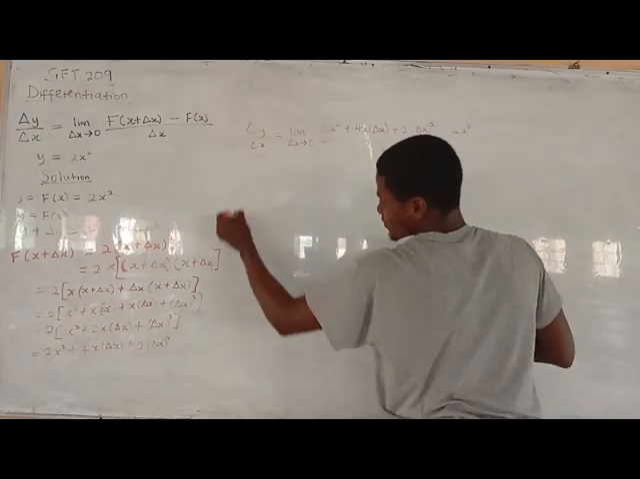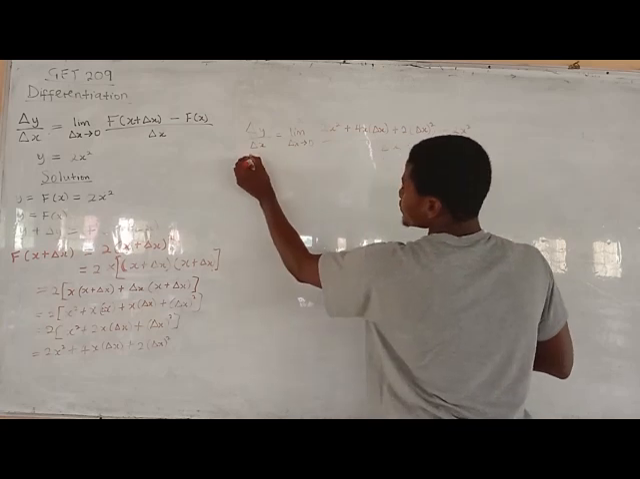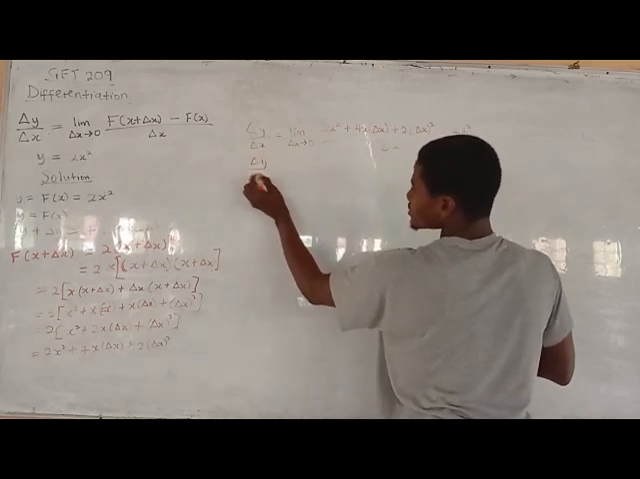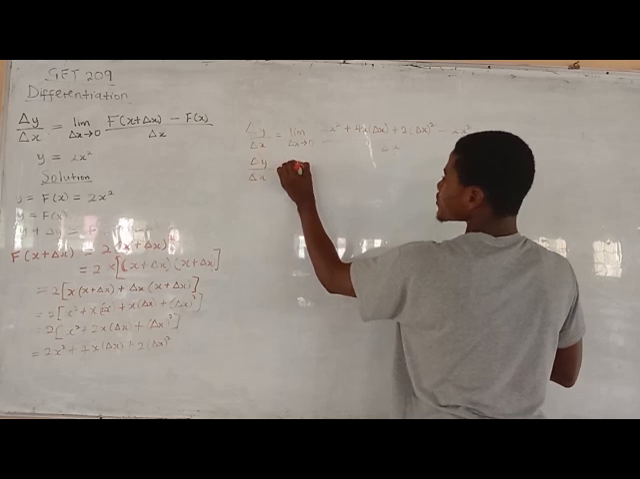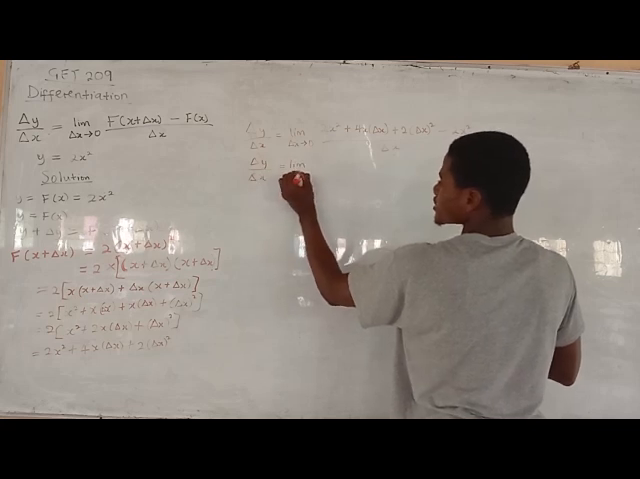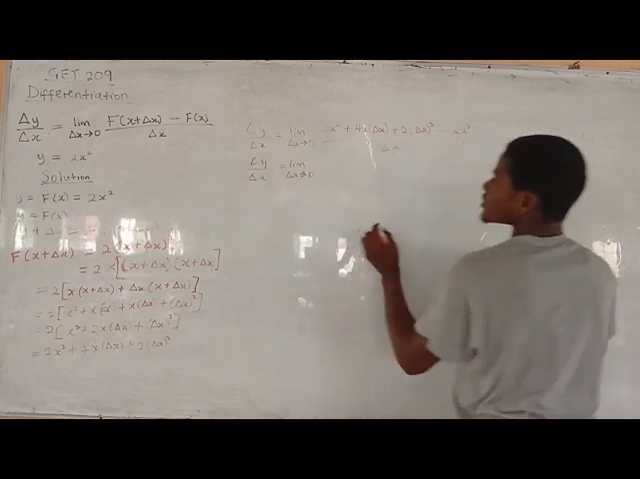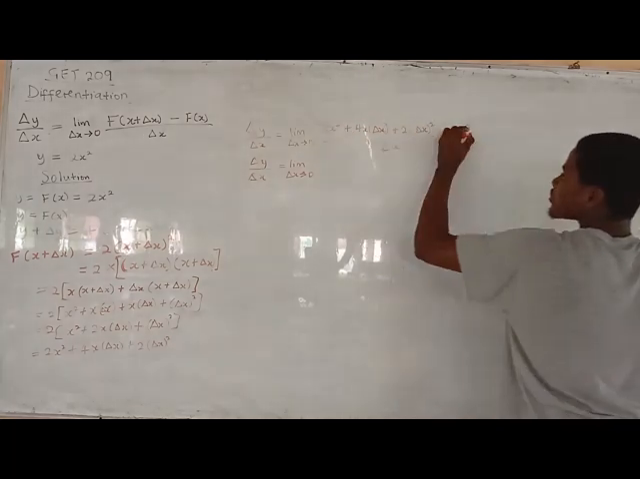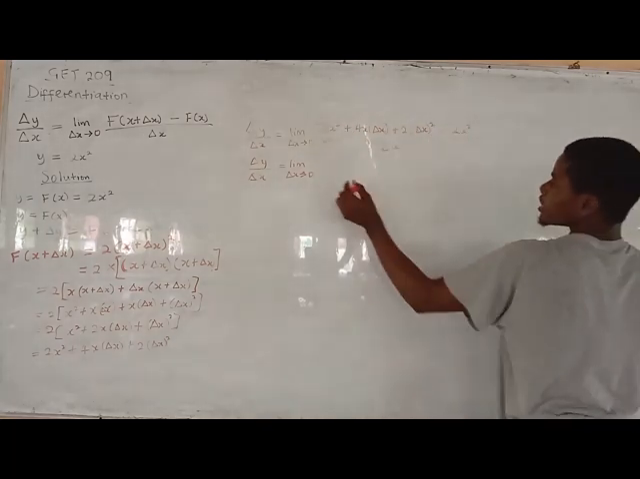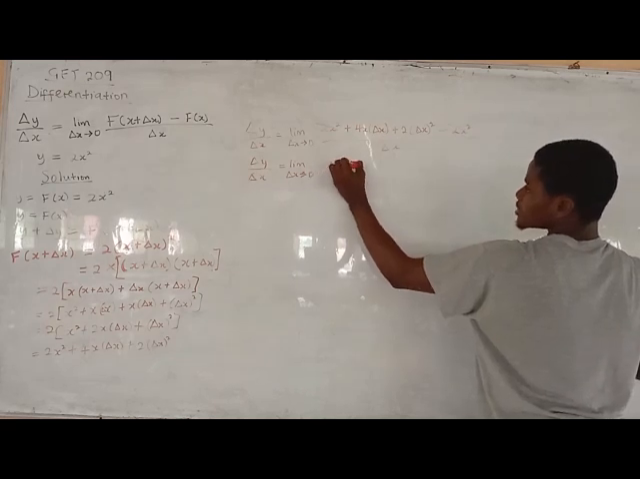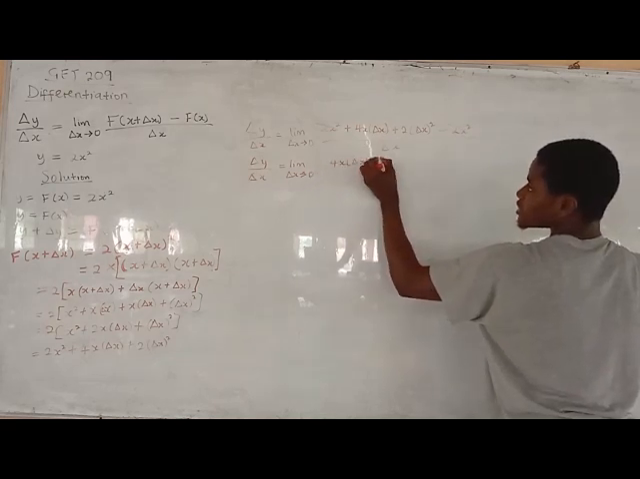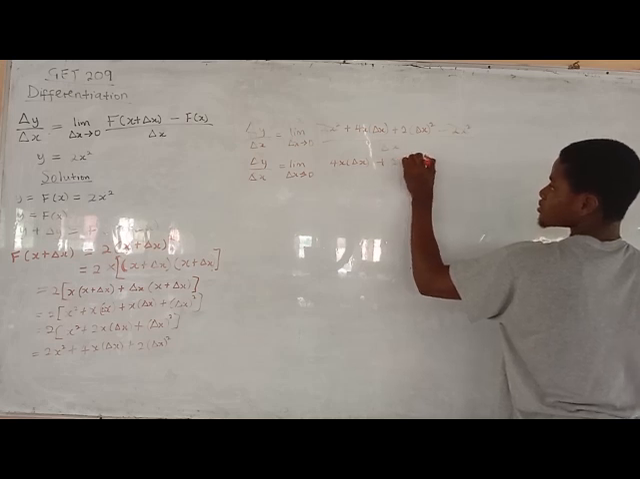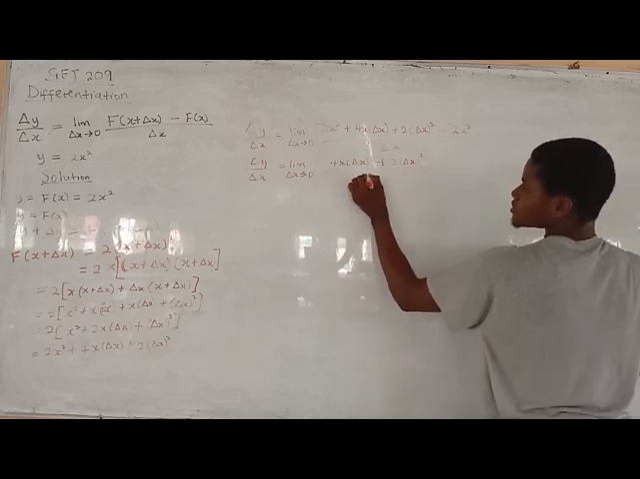Let me divide this board if this marker can divide. You know that change in y over change in x equals the limit of what? x approaching 0. So if we do this minus this, it means this and this have gone back. So what we are left with is what? 4x change in x plus 2x square divided by what?